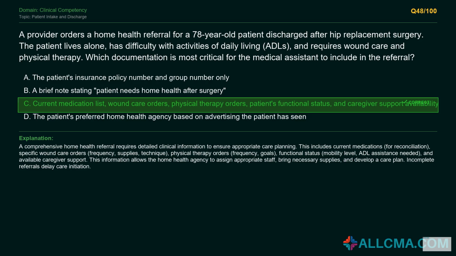The correct answer is C. A comprehensive home health referral requires detailed clinical information to ensure appropriate care planning. This includes current medications for reconciliation, specific wound care orders, frequency, supplies, technique, physical therapy orders, frequency, goals, functional status, mobility level, ADL assistance needed, and available caregiver support. This information allows the home health agency to assign appropriate staff, bring necessary supplies, and develop a care plan. Incomplete referrals delay care initiation.